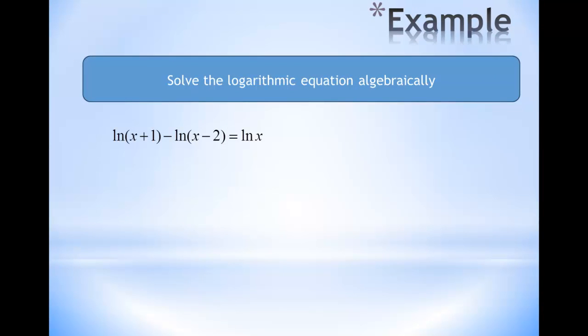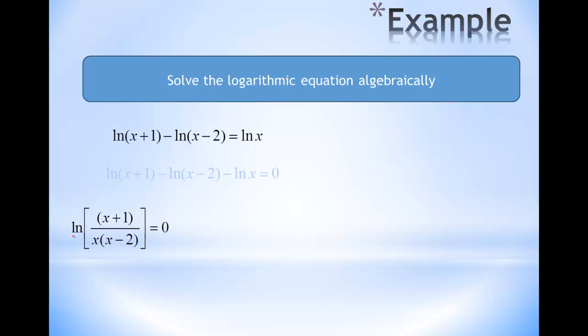ln of x plus 1 minus ln x minus 2 equals ln of x. In this situation, let's rewrite. Let's bring all the ln's to one side. Now I can use my condensing formulas to combine all 3 of those terms. And if I do that, you should see that I get this, because I have quotient rule and quotient rule again.